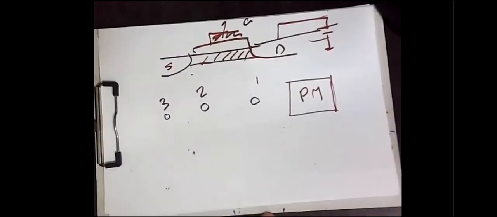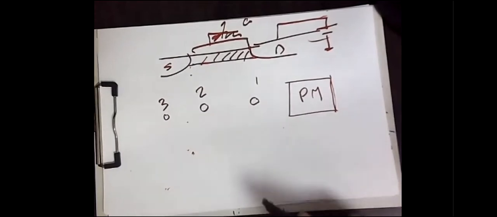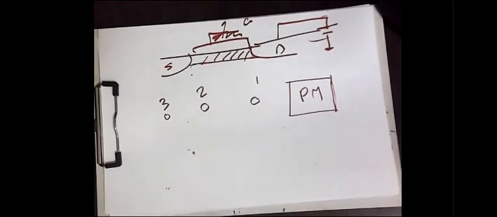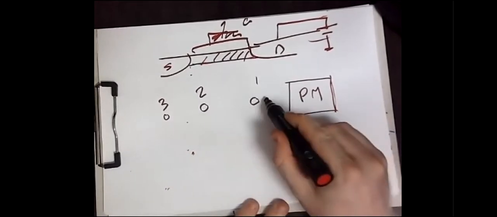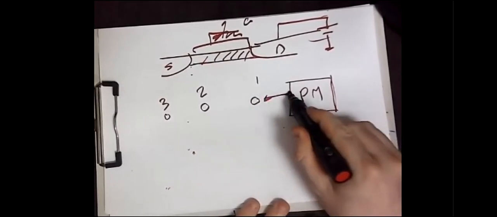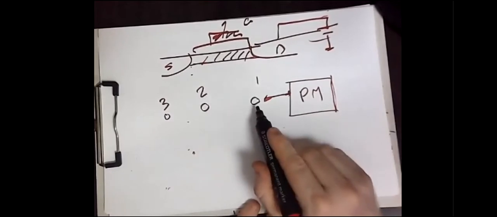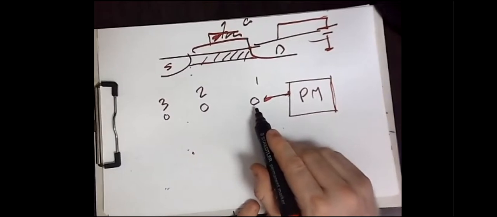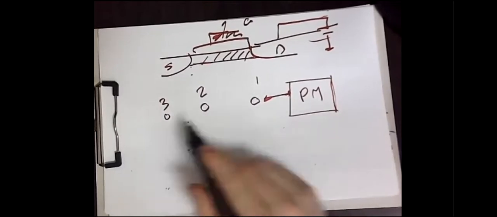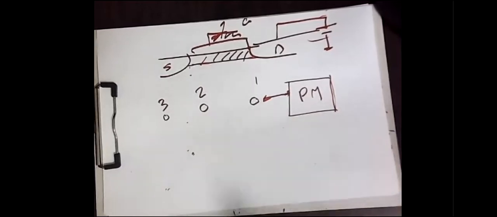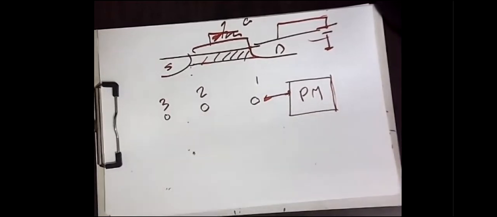Which of these positions has the maximum probability to be attracted? Obviously, it will be position number 1, because position number 1 is the closest to the permanent magnet. So the probability of attraction is maximum at 1 and minimum at 3, because 3 is far, so there is still debate. Maybe it's attracted or not.